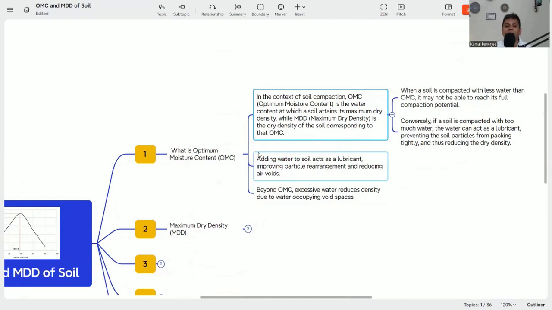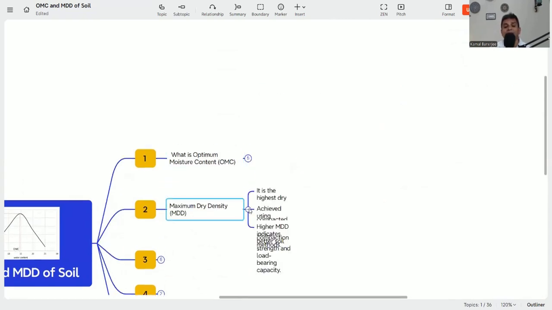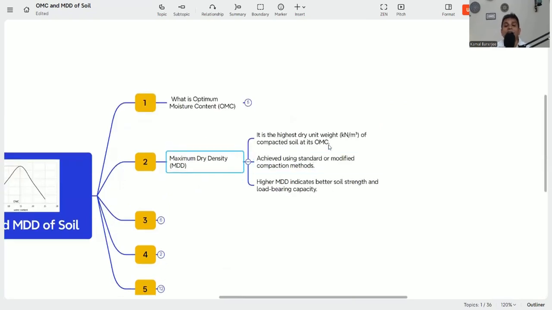And beyond OMC, I already discussed. And what is maximum dry density? I have already covered it. It is the highest dry unit weight of compacted soil at OMC, achieved using the standard or modified Proctor method. This is the standard method as per IS code 2720 Part 8.